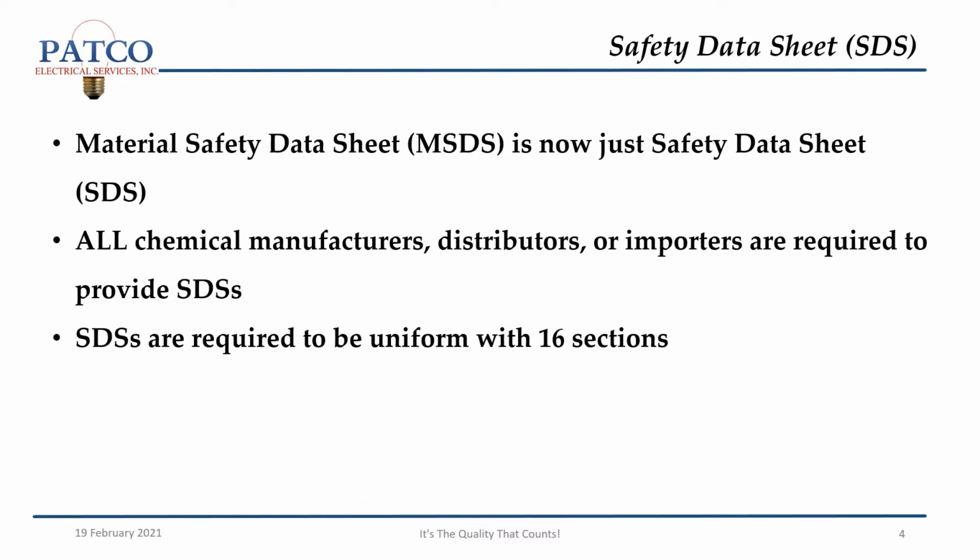Back before, I believe, 2013, SDSs were called Material Safety Data Sheets, or MSDS. Now it's just Safety Data Sheets, SDS. That's part of the global harmonization thing. All chemical manufacturers, distributors, or importers are required to provide the SDS of the materials. SDSs are required to be uniform, with 16 sections.